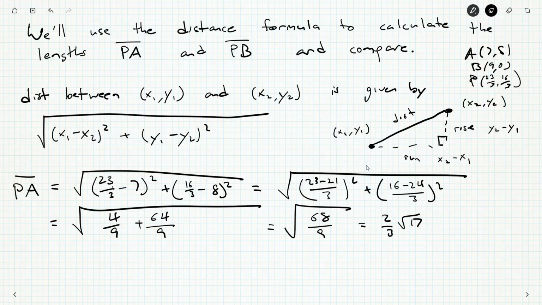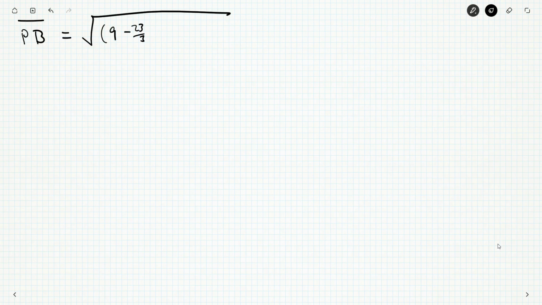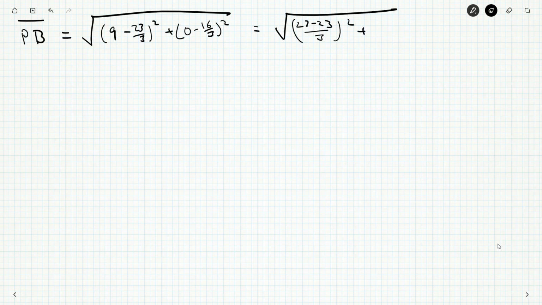It looks fine. How about the distance from P to B? I don't want to cram it down at the bottom, so we're going to do it on the other side. I'm not saying this is the only way to do it, by the way. 9 minus 23/3, squared, plus 0 minus 16/3, squared. And put everything over 3, although the 0 doesn't need to be over 3. 9, so that's 27 minus 23 over 3. That'll get squared, plus negative 16 over 3, and that will get squared.